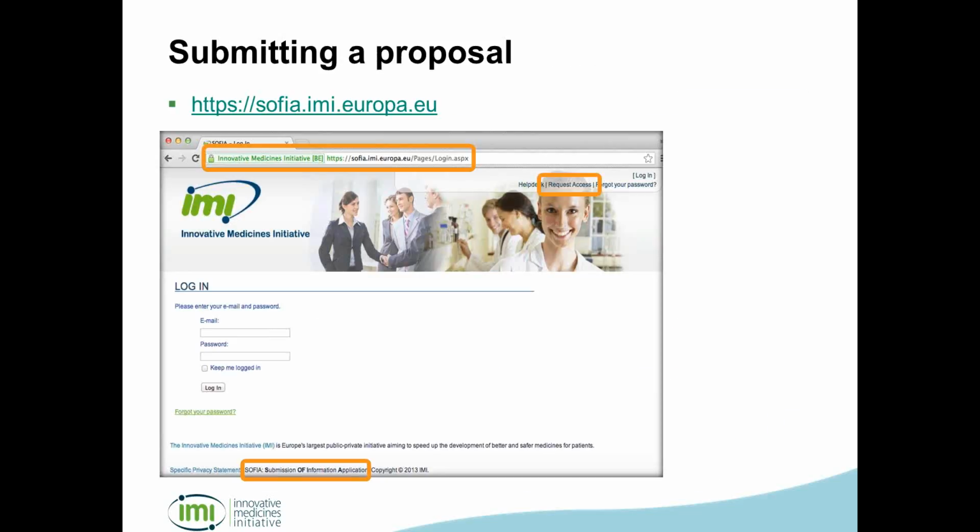So how do you apply? How do you submit your proposal? Unlike many of the other Horizon 2020 programs, we use our own proposal submission tool called Sophia. And you can see the web link there, sophia.imi.europa.eu. When you go in there, the first thing you'll have to do, if you're not already familiar with the tool, is request access, which is on the top right-hand corner.